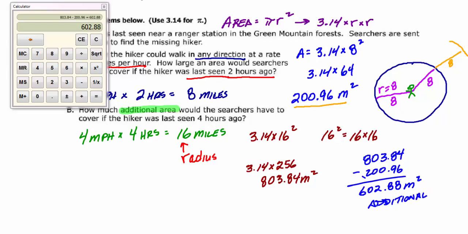All right, so your answer to the first one, 296 miles squared. That was gone for 2 hours, total of 8 miles. And your answer to the second one, 602.88 miles squared. So now you've seen one. So go ahead, and if you got those right, fantastic, you're ready to move on to the bottom. If you didn't get them right, then look over your work, look over this explanation, and then try to rework the bottom.